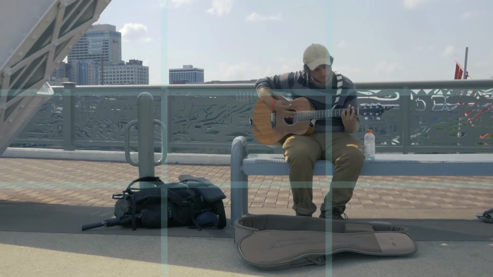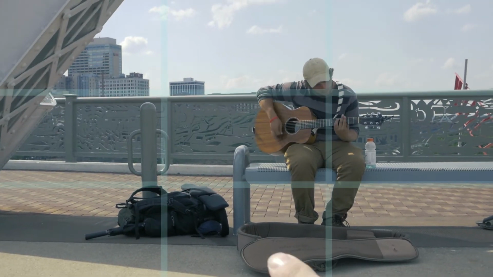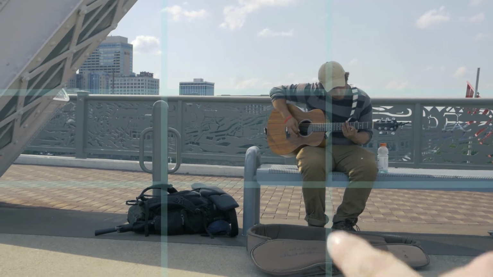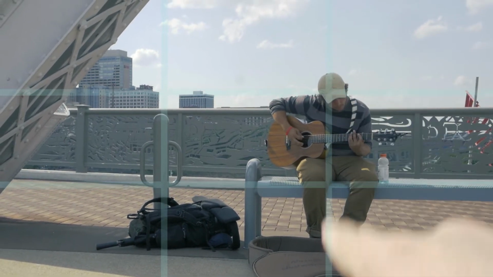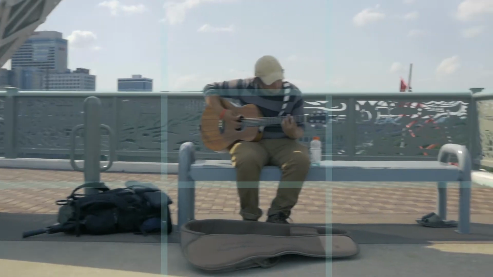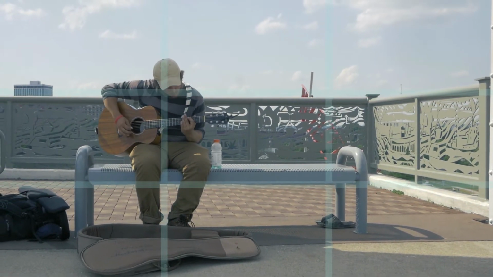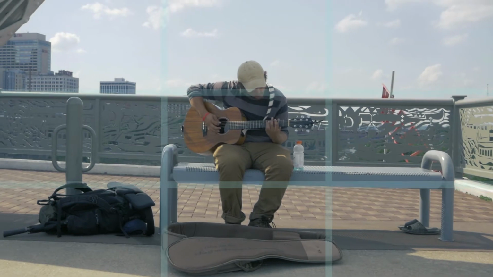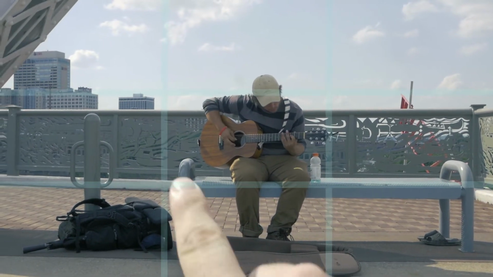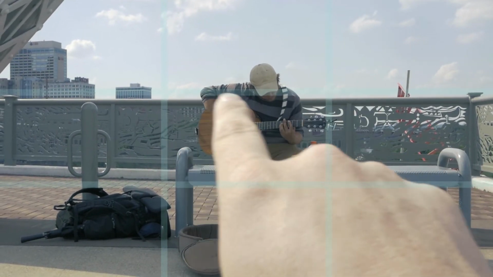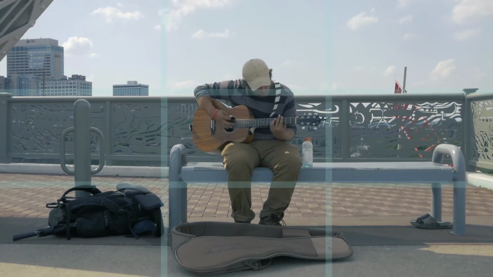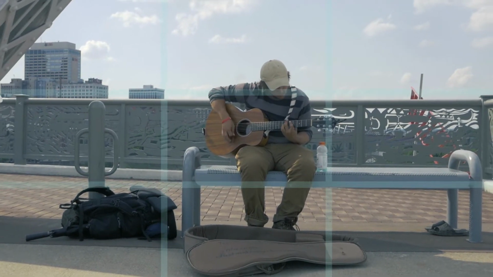What we're doing here is we're aligning a person up with two things. We're lining him up on the right side. We can do the right or the left side of our rule of thirds line, the vertical lines. And then what we're also doing is lining his eyes up with the horizontal top line. That's where you'll always want to keep the eyes.